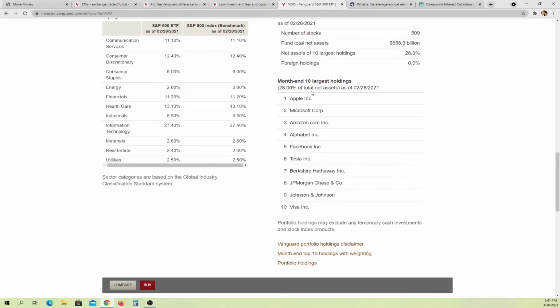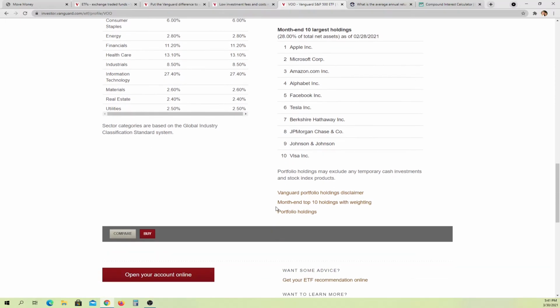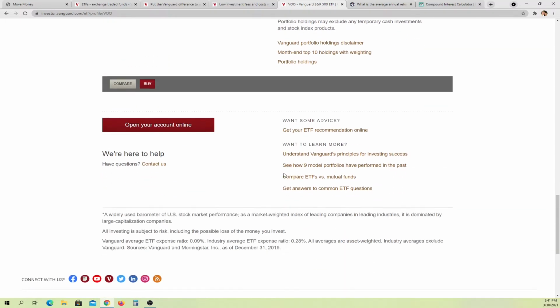And then here you are, largest holdings: Apple, Microsoft, Amazon, Alphabet, which is Google, Facebook, Tesla, Berkshire Hathaway, and this one right here is owned by Warren Buffett, and his company owns Geico for one, and lots and lots of other companies. Chase, Johnson & Johnson, Visa. All these are well-known companies that you've heard of your whole life.